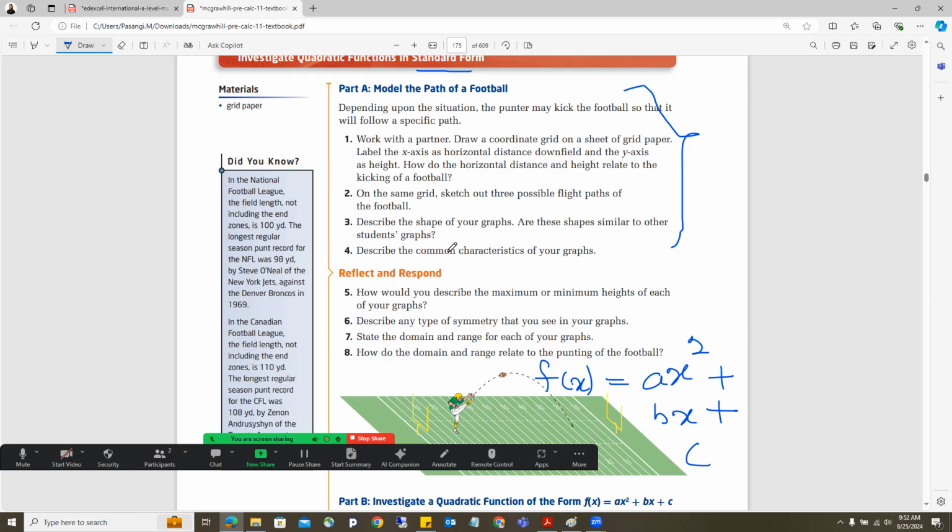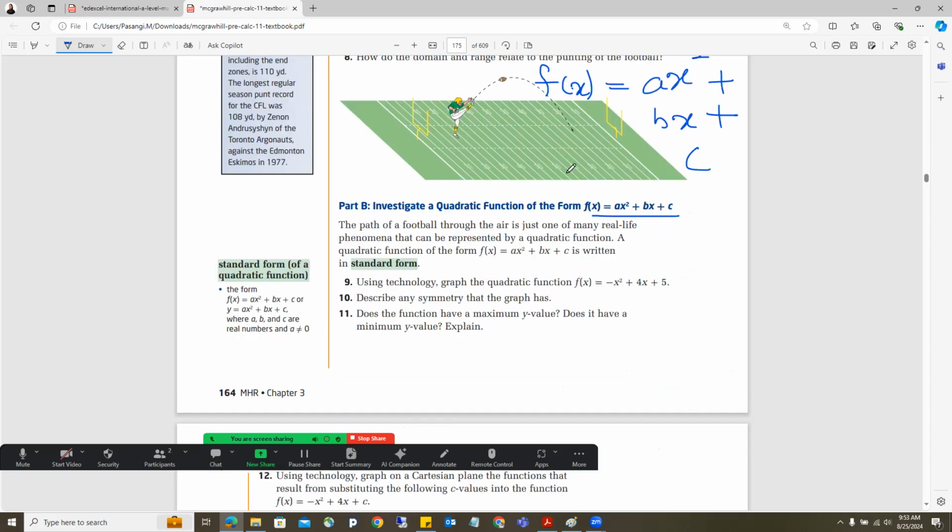So what they have asked us to do is to model the path of the football. The football might have various paths, multiple paths, so we have to consider all those paths and draw the entire path of a football. So we are going to discuss the standard form of a quadratic equation by using that scenario. The path of a football through the air is just one of many real life phenomena that can be represented by a quadratic equation. For this, we can apply this quadratic function.